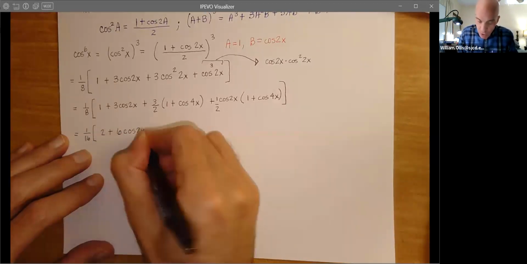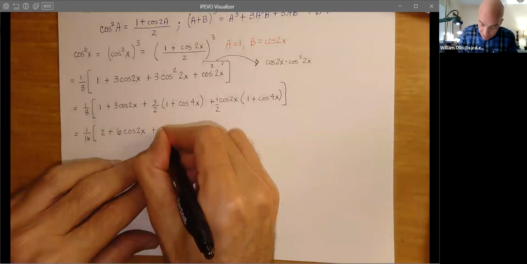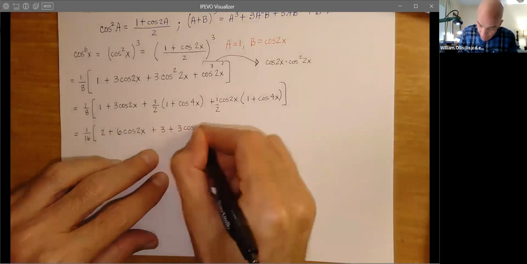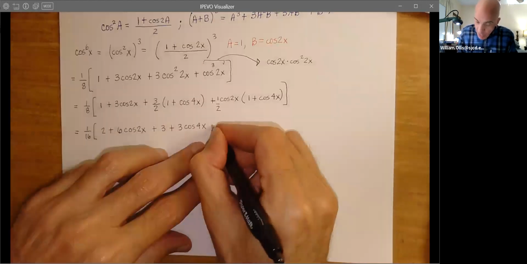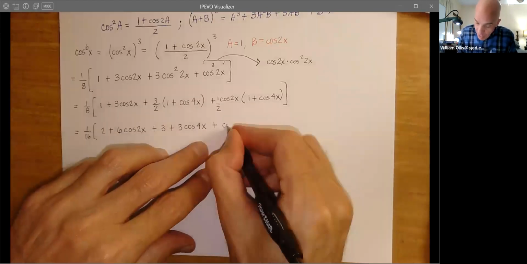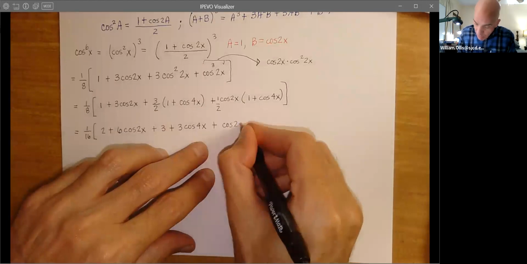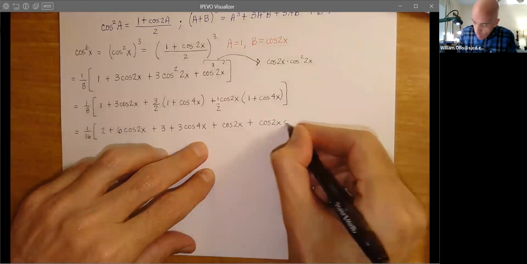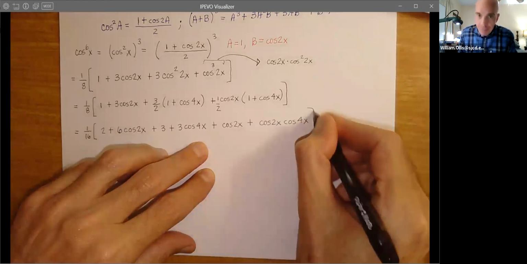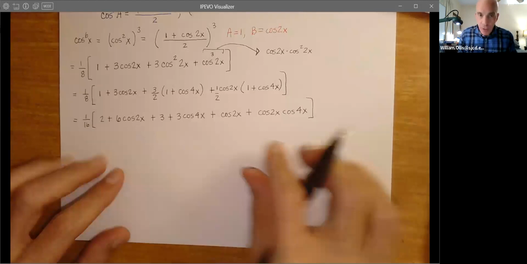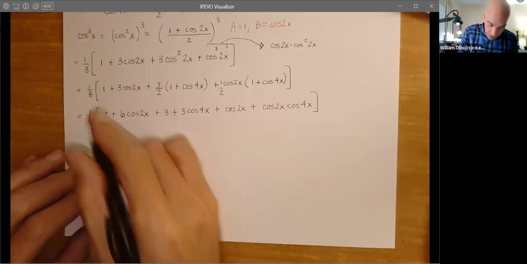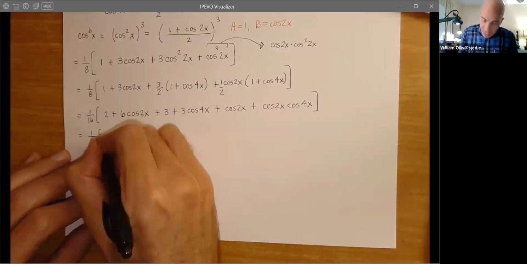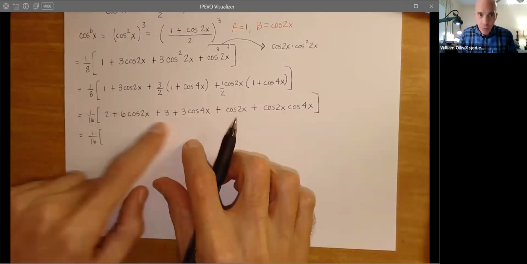Now, of course, here the 2's gone, and that leaves us with a 3 plus 3 cosine 4x. Now the 2's gone, so that leaves us with a cosine 2x plus a cosine 2x times cosine 4x. So again, just doing a little housecleaning. So we have 1/16.